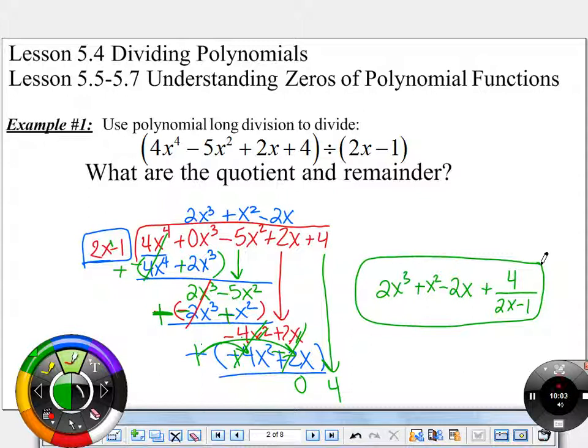The division problem works a lot like your normal long division process. You just have to account for the different terms.